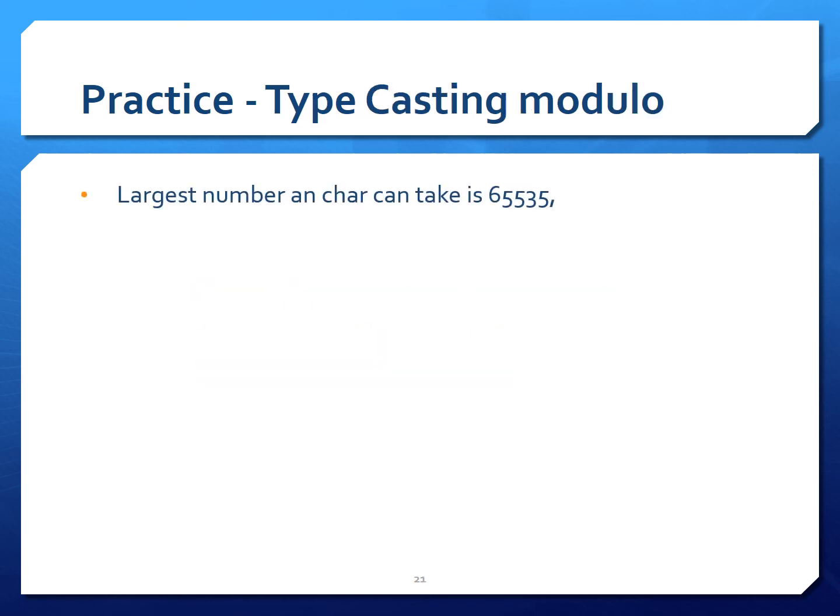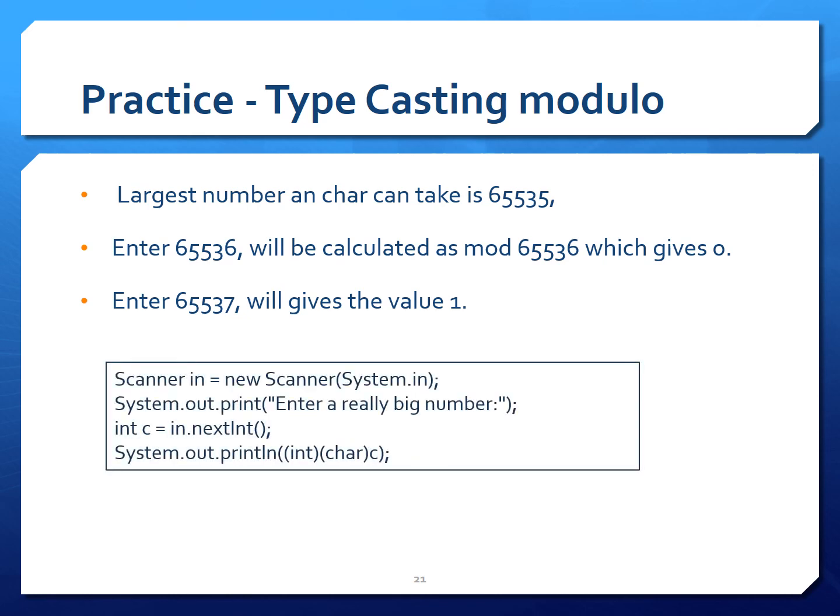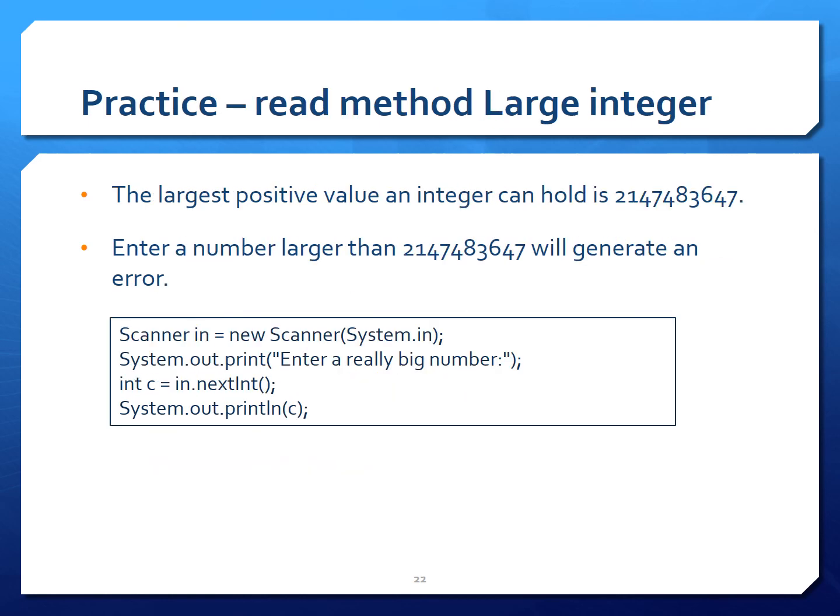As the largest number a char can take is 65535, if we enter 65536, it will be calculated as mod 65536, which gives 0. Entering 65537 will give us the value 1. Pause this video and try out the code. Practice time. Pause the video and test this example. Entering a number that is larger than what an integer can hold will generate an error.